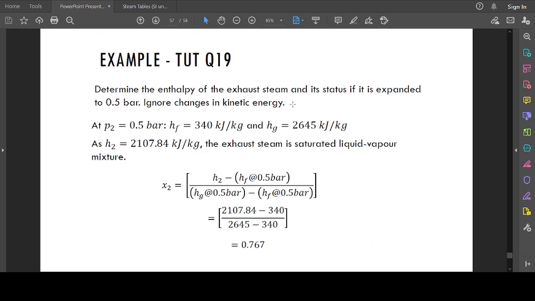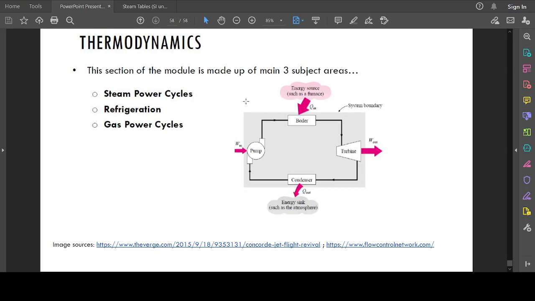Okay, so that will be all for this lecture. One more thing to note is that in this section of thermodynamics, we'll be going through three subject areas: steam power cycles, refrigeration, and gas power cycles. We'll be going into this in more detail in the coming lectures.